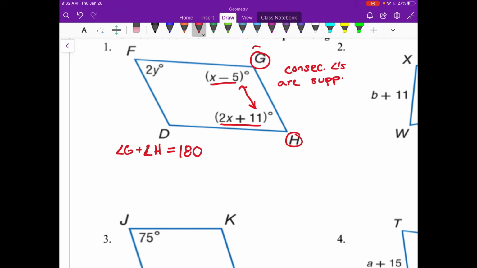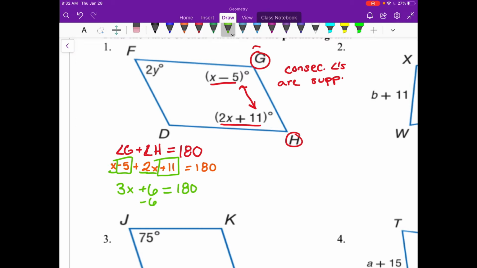So that's what I'm using. Angle G is also x minus 5, so I'm going to put that in there, and then I'm going to add on angle H, which is actually 2x plus 11, still equal to 180. I'm going to combine some like terms. I've got an x here and an x here, 2x here, which is a total of 3 x's, and then I've got a minus 5 and a plus 11, so that simplifies to plus 6.